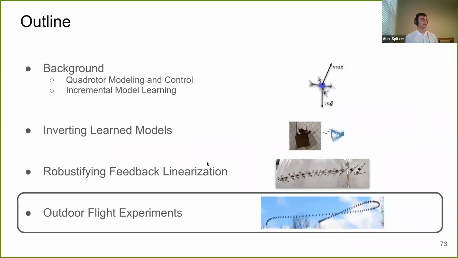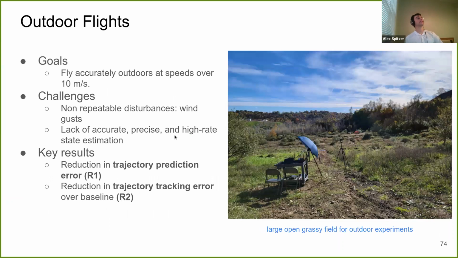So finally, I want to talk about some outdoor flight experiments that we did to validate the approaches that we just talked about. So the goals for flying outdoors are to go fast, right? Because the faster you go, the more disturbances you feel from the wind. And we want to hit speeds of at least 10 meters per second.